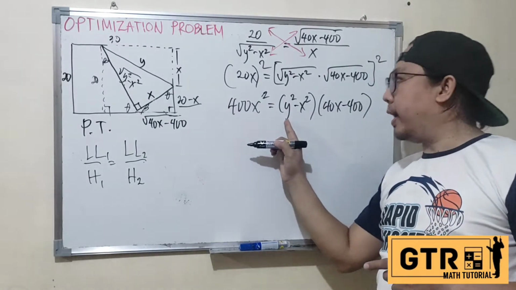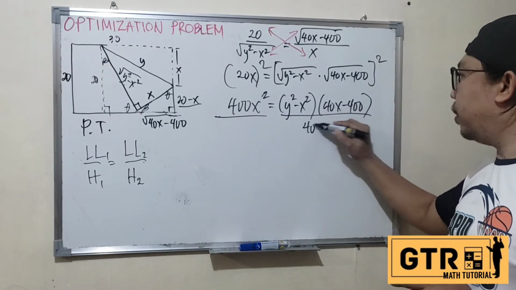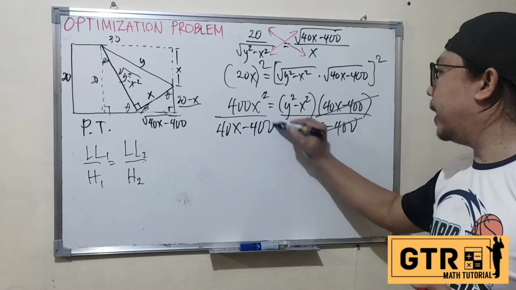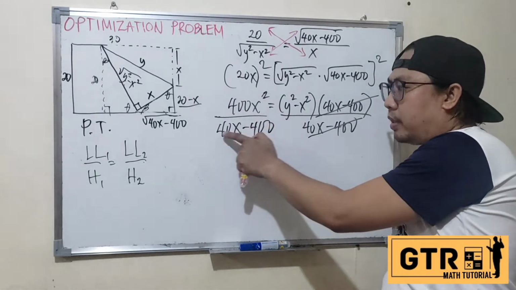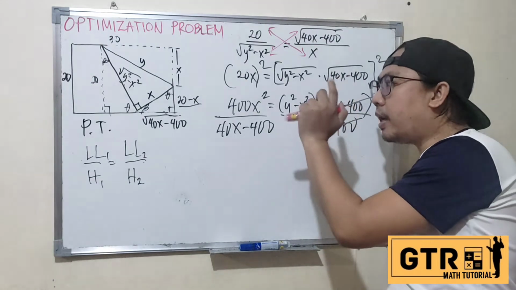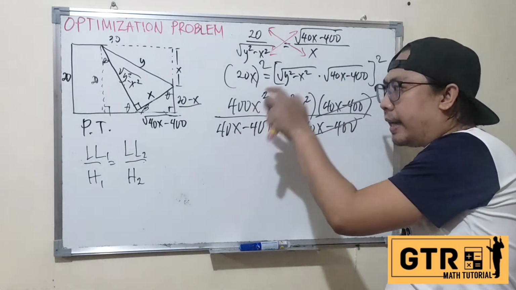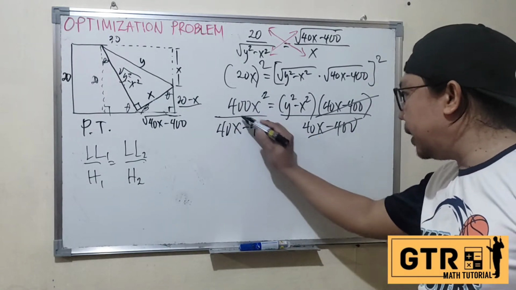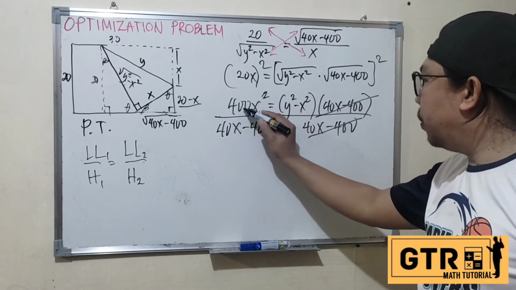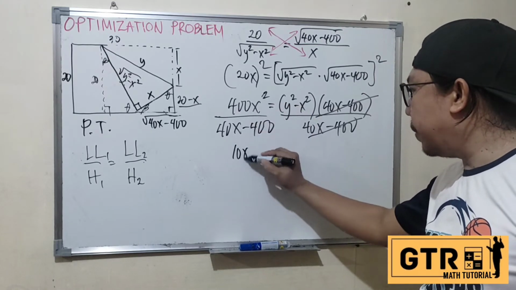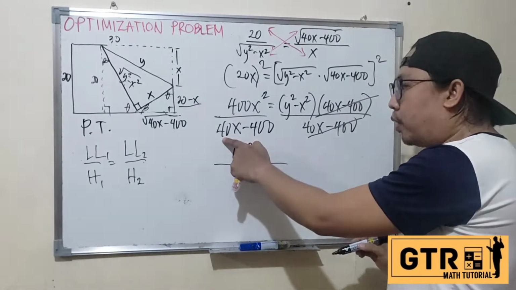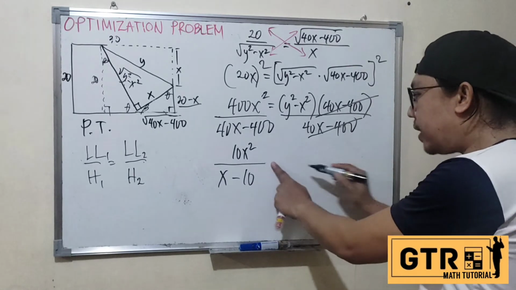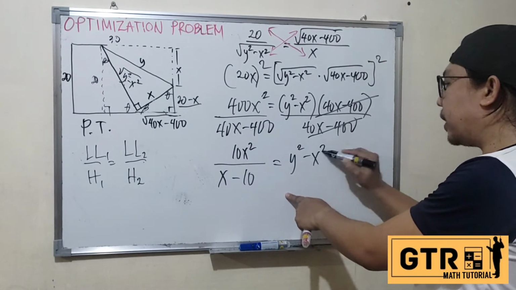Then we solve for y, so divide both sides by this term, 40x minus 400. So simplify 400x squared over 40x minus 400. Divide all the numbers by 40, since they are divisible by 40. This will become 10x squared, 1, and x minus 10, equals y squared minus x squared.